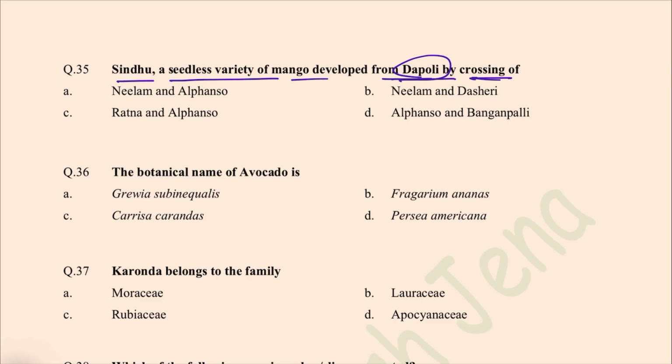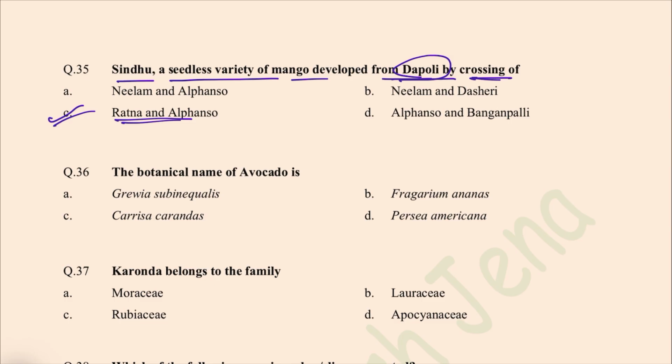Sindhu is a seedless variety of mango developed from Dapoli by crossing Ratna and Alfonso. Basically, Sindhu is famous for its seedless nature. It was released from Regional Fruit Research Station, Vengurla, Dapoli, Maharashtra, as a result of the controlled cross between Ratna, the female parent, and Alfonso, the male parent.